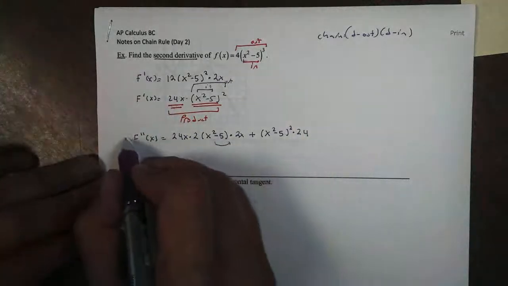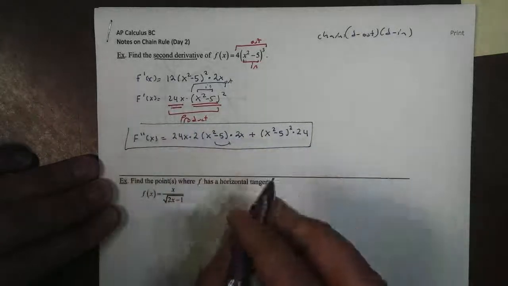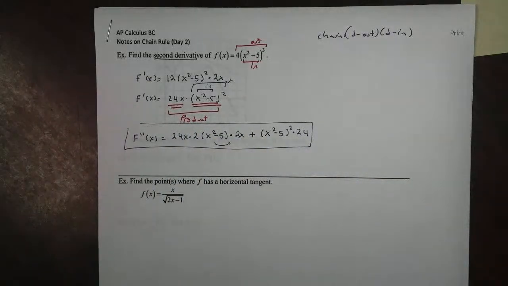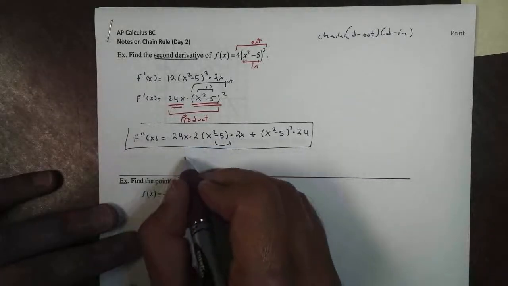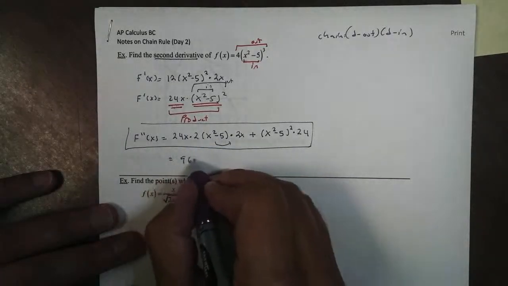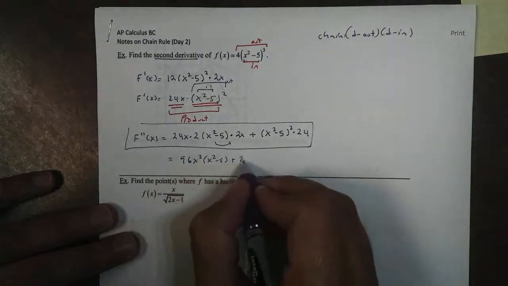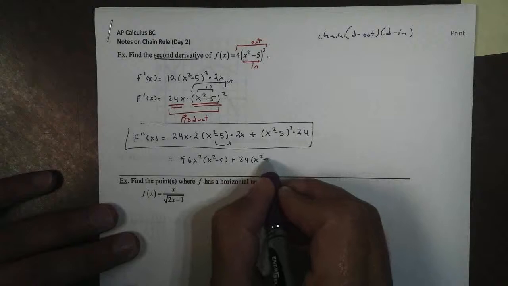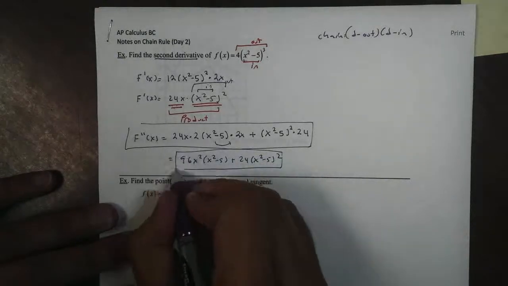This is very ugly, but we're done. Remember, we don't have to simplify if we don't want to. If you do, you will get an answer. I mean, you can multiply the 2 times 2, which is 4. You would get 96x squared times (x squared minus 5) plus 24(x squared minus 5) squared. And there's our answer. Remember, there's a lot of rules for chain rule.